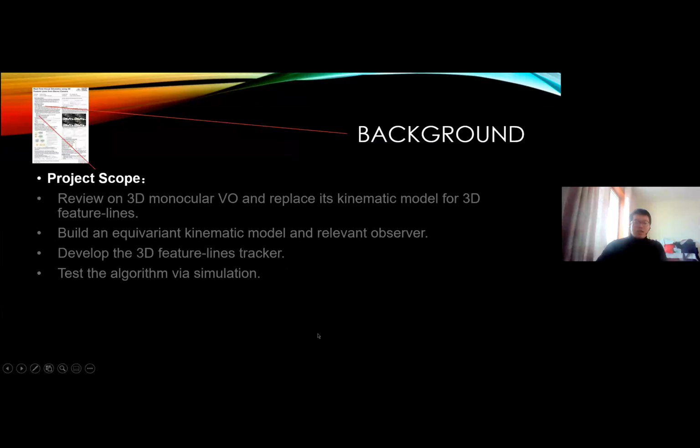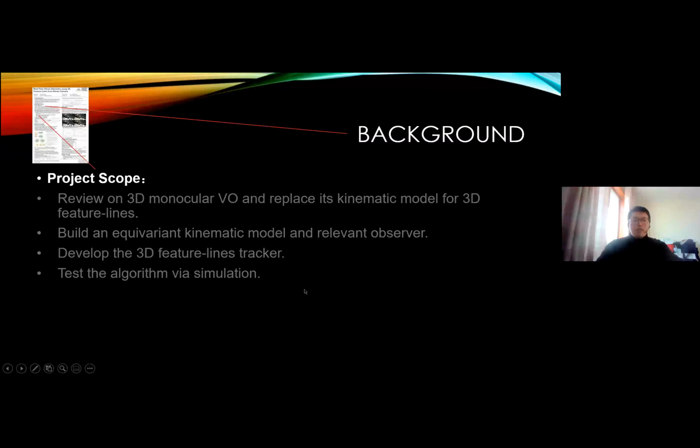As for the project deliverables or the project scope, the key deliverables are an equivariant kinematic model and a relevant observer on the 3D feature lines, and then a 3D feature line tracker and testing of the algorithm via simulation. The testing on real data is a stretch goal, so it will be discussed in the future work later.